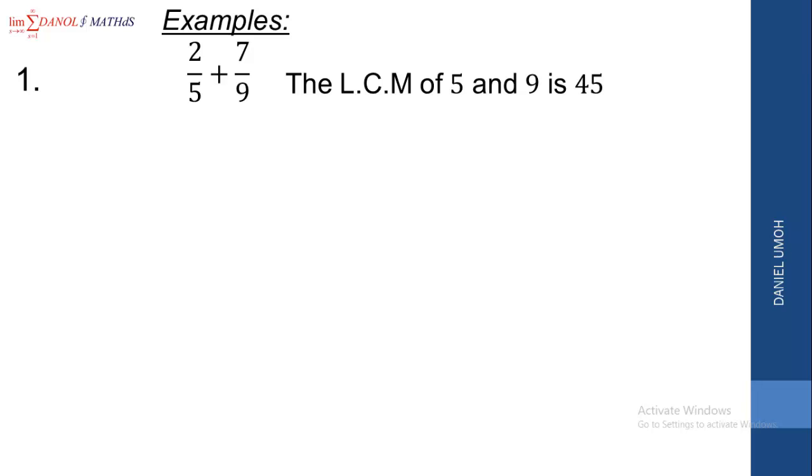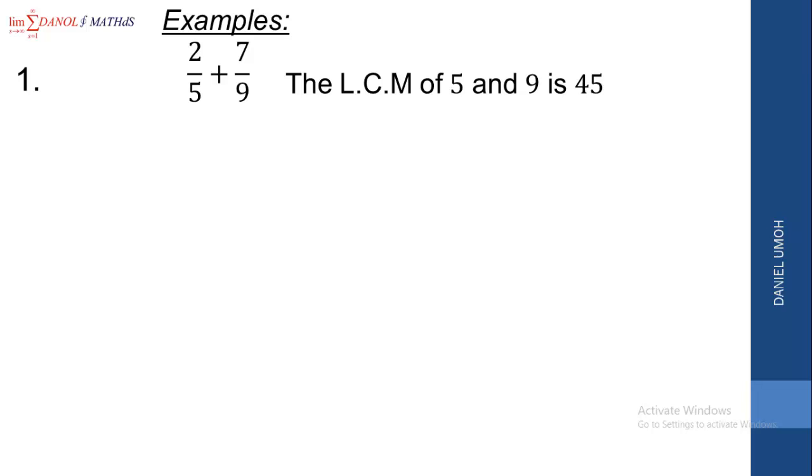We hope and we expect that you know how we got 45. But if you have any challenge in finding the LCM, we will advise you to go back to our lectures on LCM. Then you can come back to this particular lecture. But if you understand how to obtain the LCM, let's advance. So the LCM of 5 and 9 is 45.